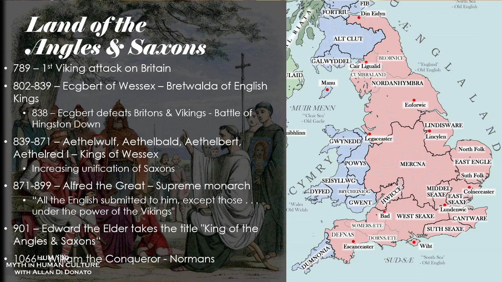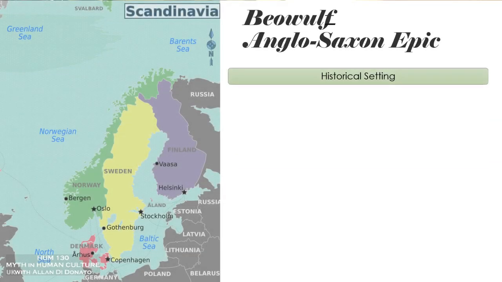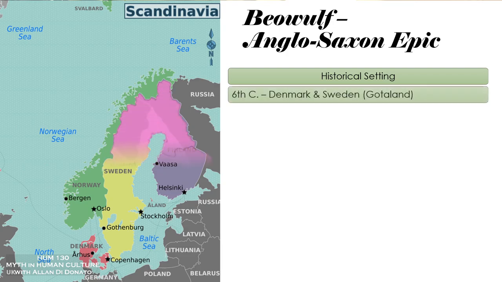Let's talk a little bit more about the actual historical setting for the story itself, because it does seem to include some historical pieces of information. Not that we can say we can identify a Beowulf in history, but we can identify some of the other characters that show up in the story and in the poem.